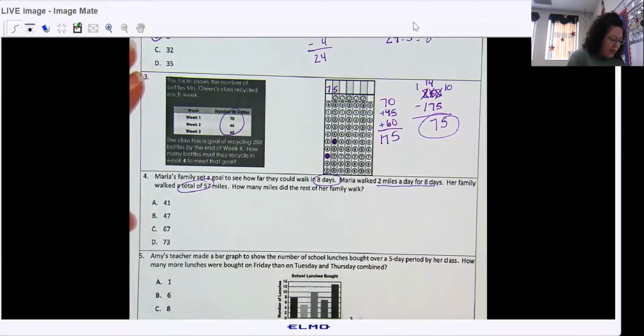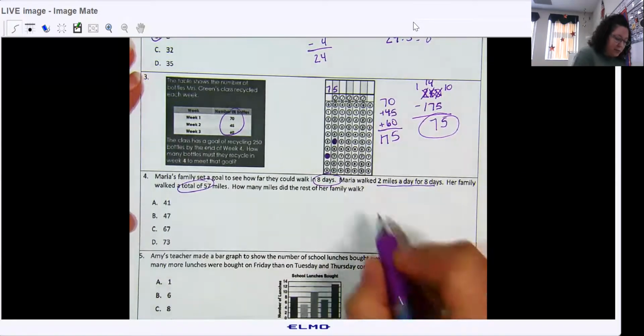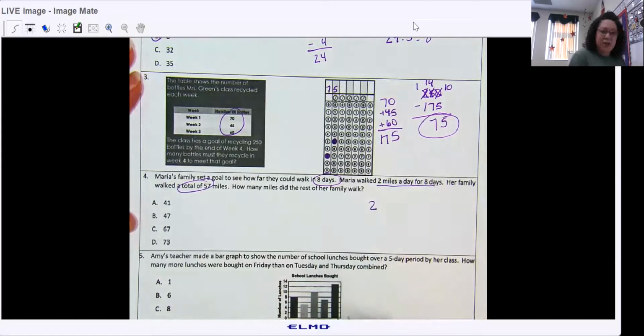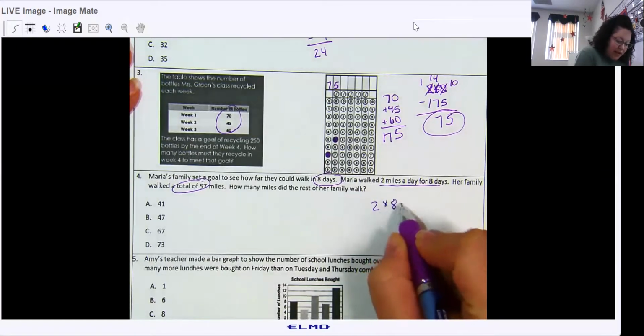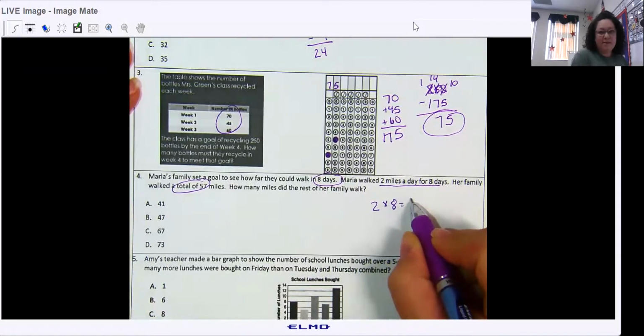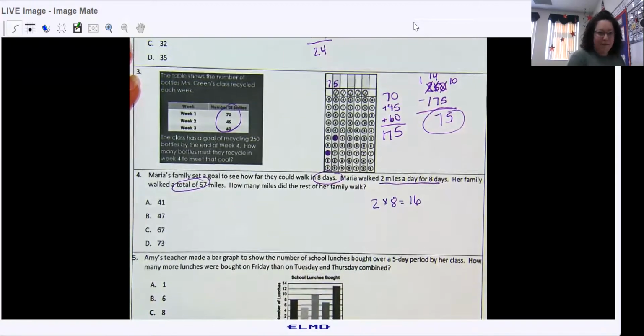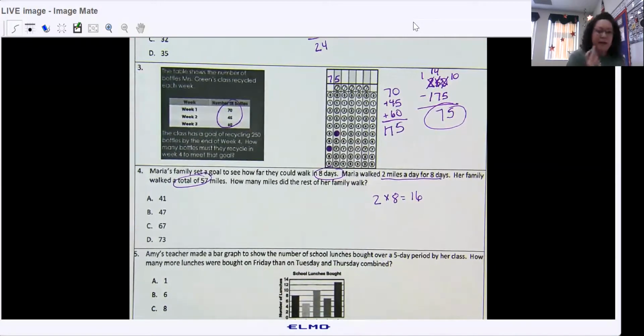Okay, so Maria walked 2 miles a day for 8 days. So what are we going to do there? Yep, we are going to multiply 2 times 8 and get, yep, 16. Now that's how many miles Maria walked. The family walked a total, including Maria, 57.